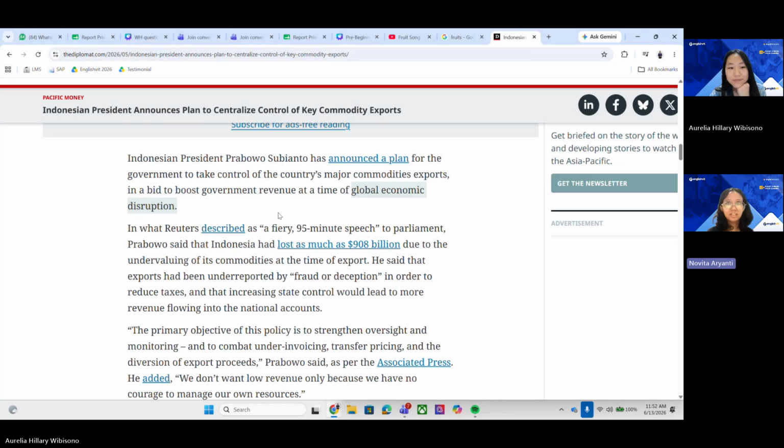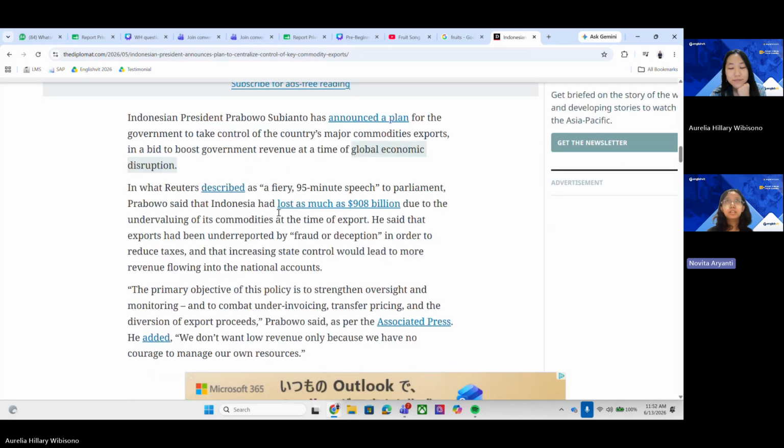Global economic disruption refers to the uncertain situation of the world's economy due to, for example, war, and also disputes between big countries, like the current issue with America and Iran, or even China. It refers to something uncertain and fluctuating. In Indonesian, what I can explain with gejolak is fluctuate. Oh, fluctuate. Okay, thank you. That's a very excellent answer.